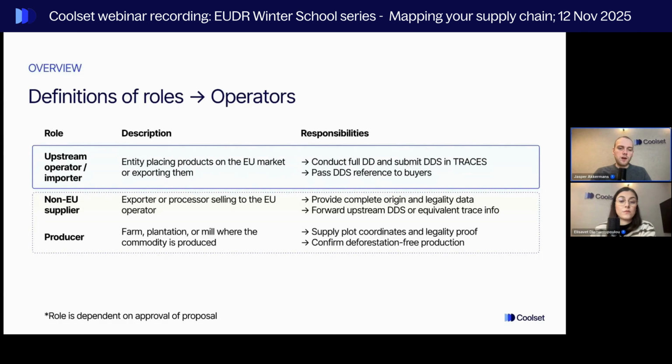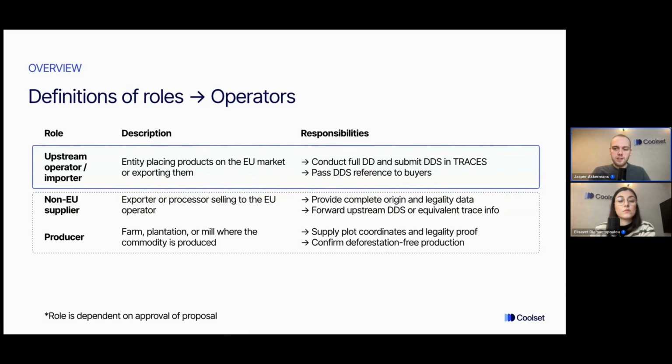So these three work closely together, and the blue closed circle is the circle of responsibility. And then essentially they also carry indirect responsibility as an operator for the supplier and the producer, just because they need to validate that the output is correct.